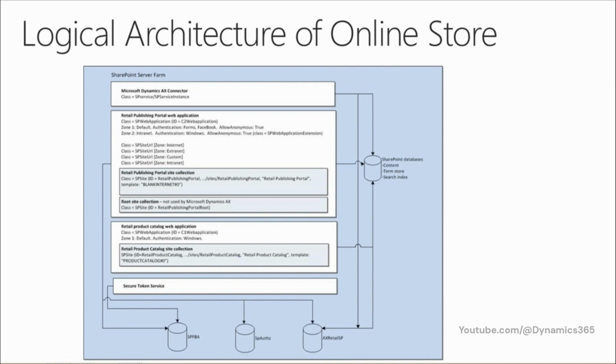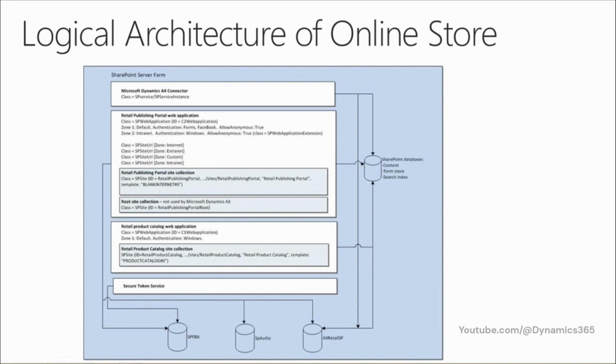There are two main site collections created when you deploy the retail online channel. They are the product catalog site collection, called Retail Product Catalog, and the Retail Publishing Portal site collection, called Retail Publishing Portal. The product catalog site collection contains catalogs such as a list of product items, which are tagged with metadata. All lists are shared as catalogs. The site collection is located in an independent web application. The product catalog content web application uses Windows authentication to authenticate content authors.